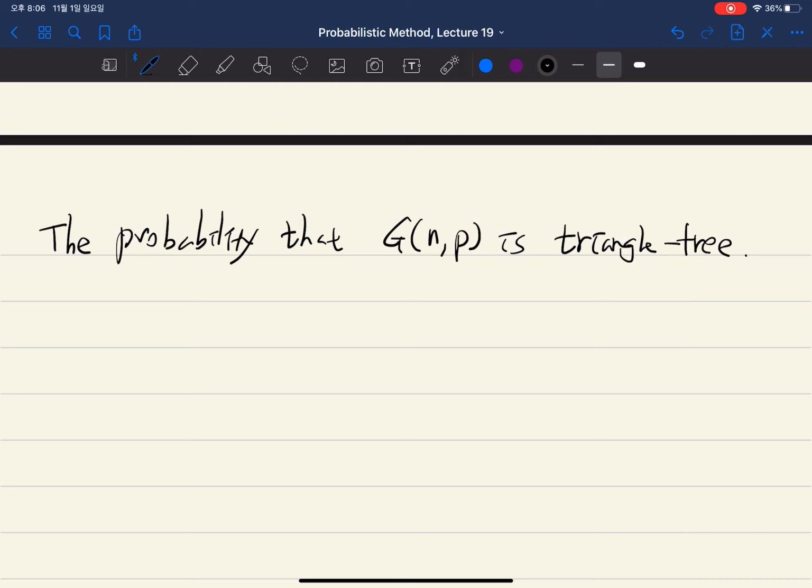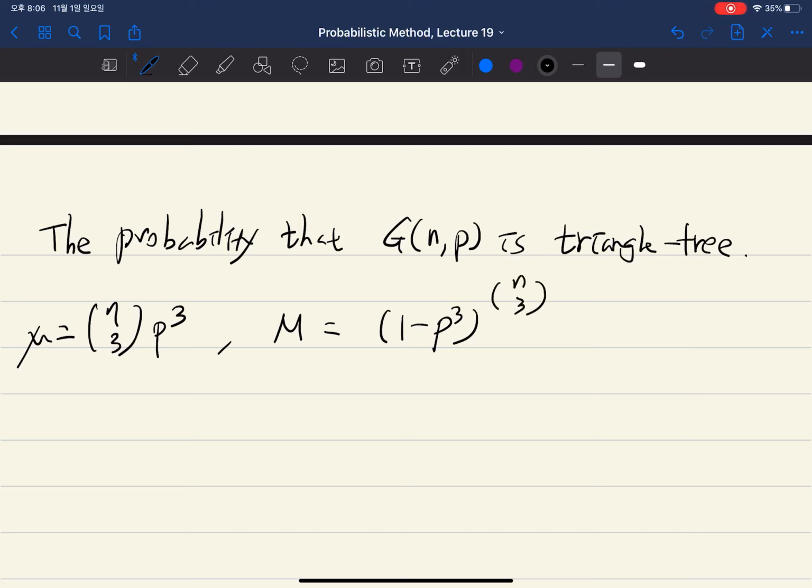There, you consider each bad event being that these three edges are all there to form a triangle. Then there are n choose 3 bad events. Each of them happens with probability p^3, which is the expectation. And what's M? The probability that each of them doesn't hold is 1 minus p^3, so it is not a triangle, and there are n choose 3 many of them. So which is roughly e to the minus mu.